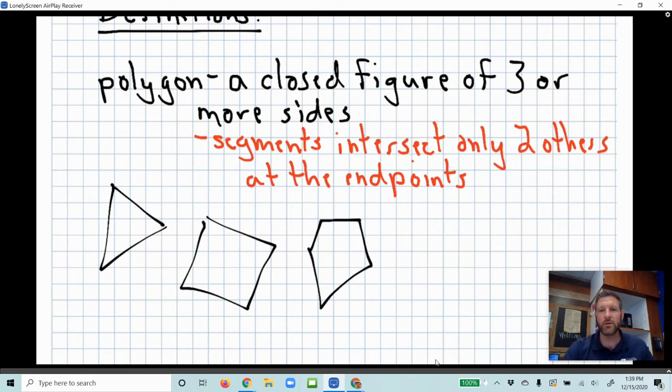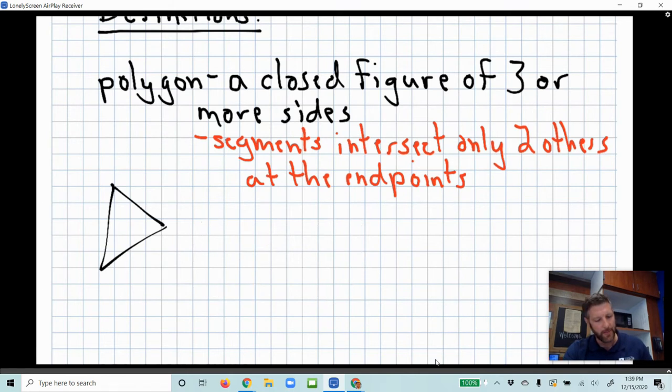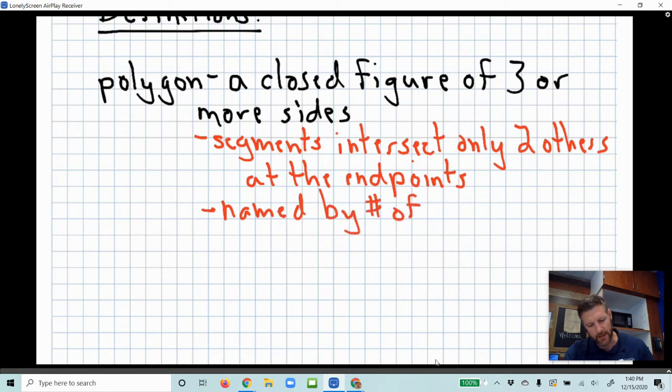And on page 382, you can see the names of all the different types of polygons based on the number of sides. So that's what I want to add here. It's named by the number of sides. A couple other things to keep in mind. So we'll just draw our most basic.